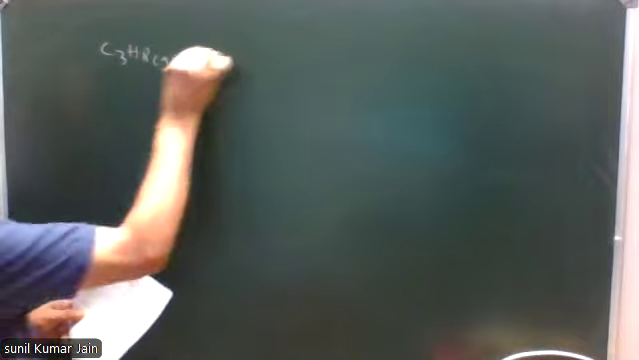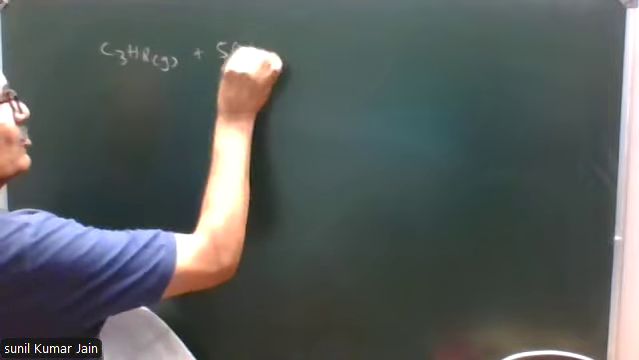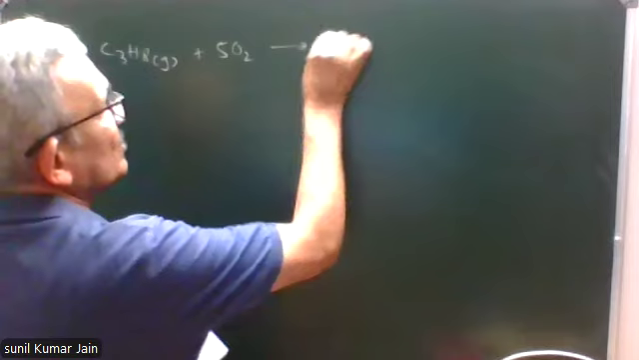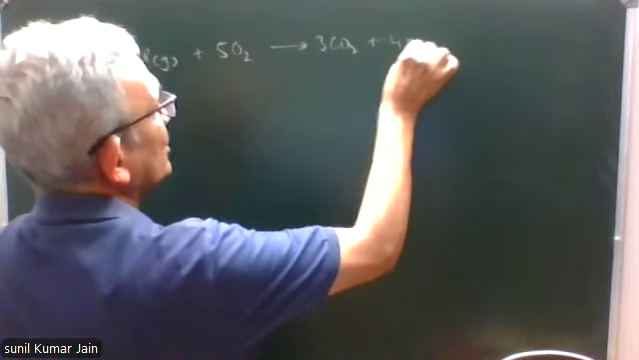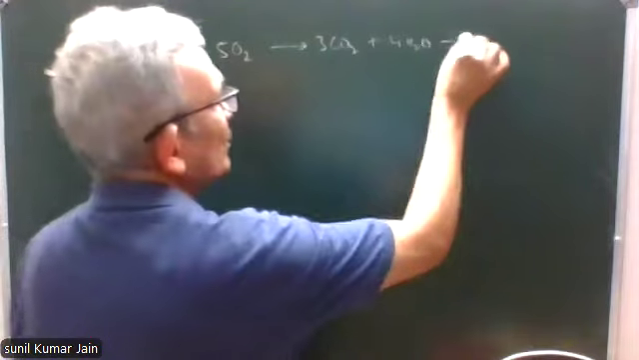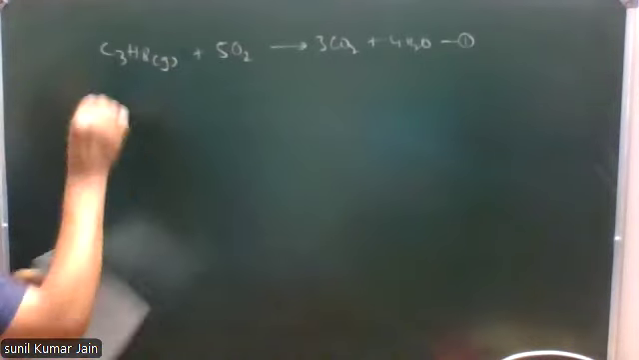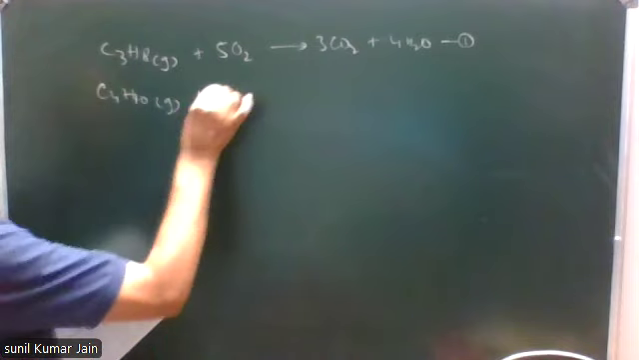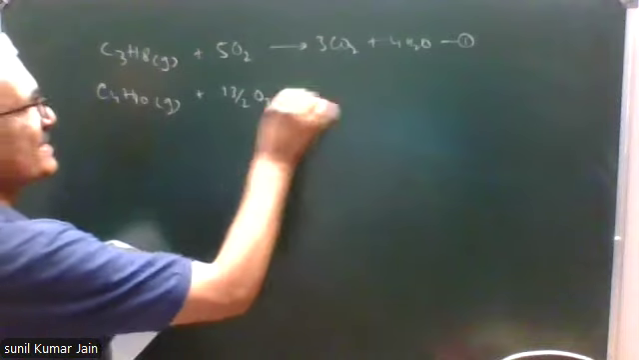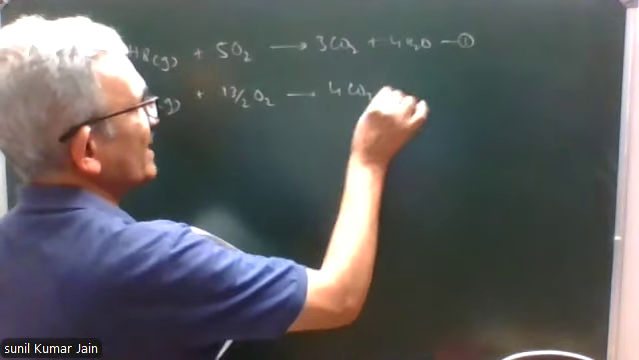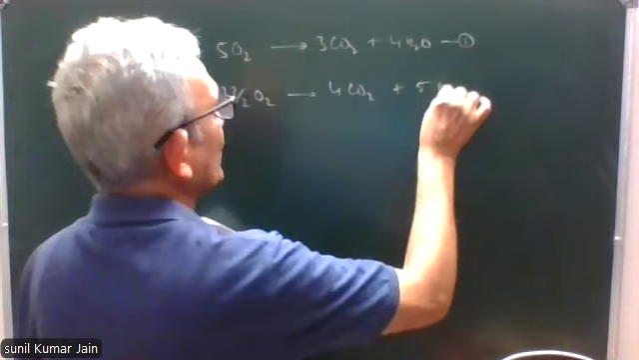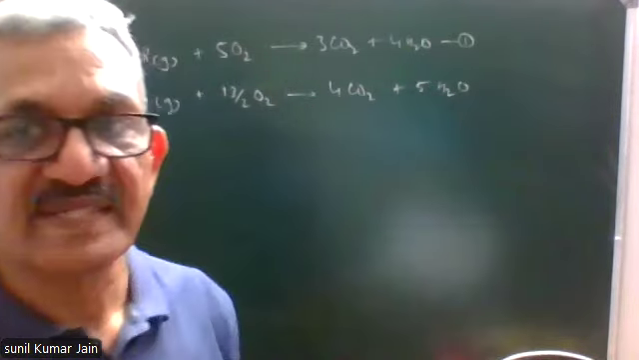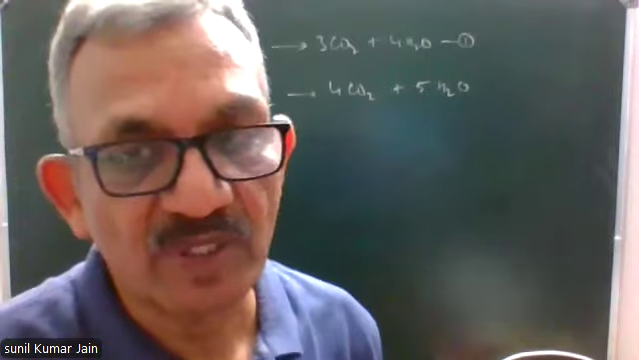There are two equations involved. Let me write equations. C3H8 gas plus 5O2 gas gives 3CO2 gas and 4 water. This is equation 1. Second is C4H10 gas plus 13/2 O2 gas gives 4CO2 gas and 5 water. In both these equations, except water, all reactants and products are gases.